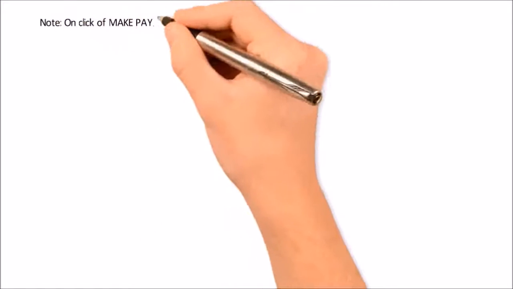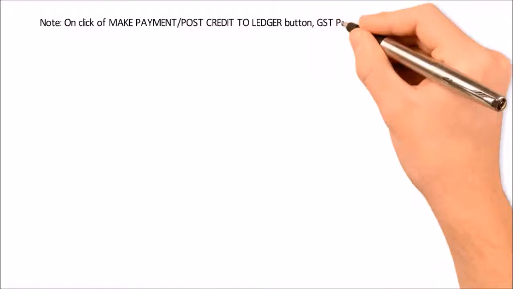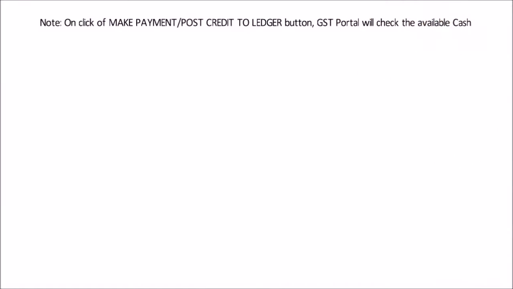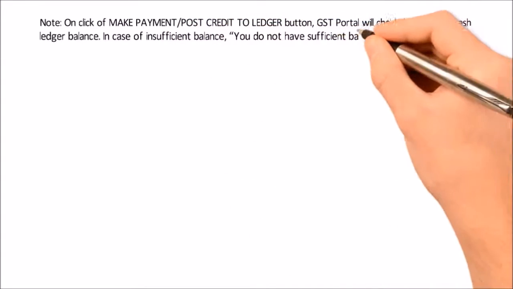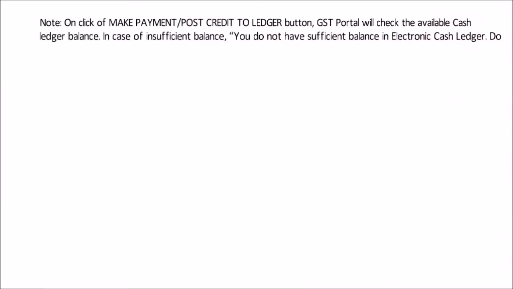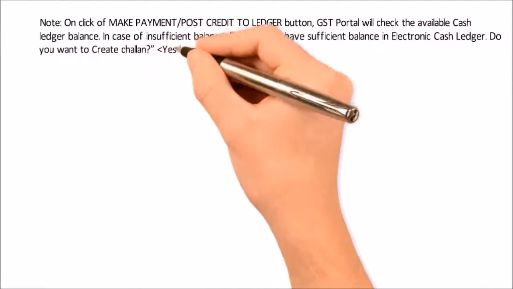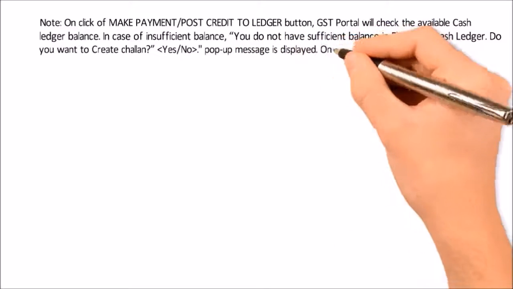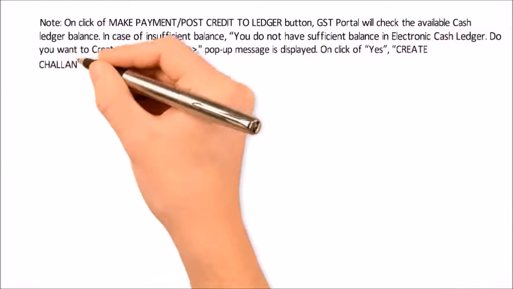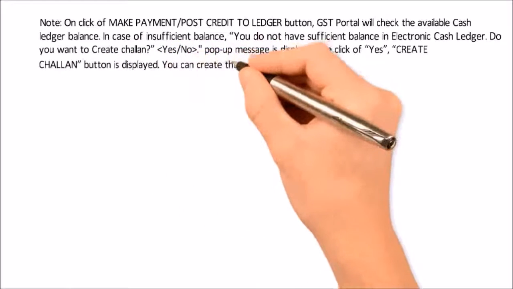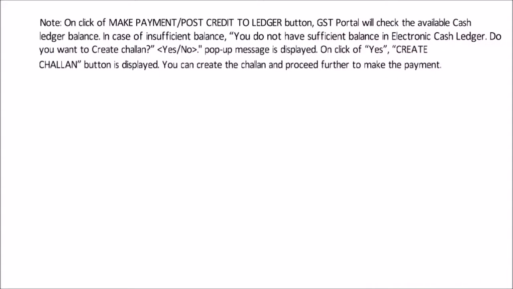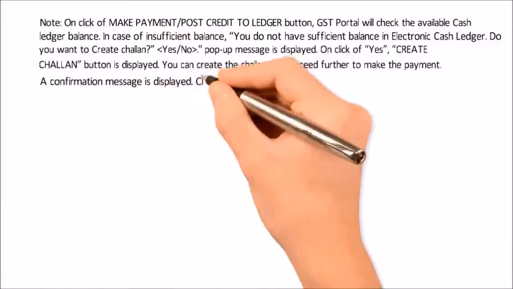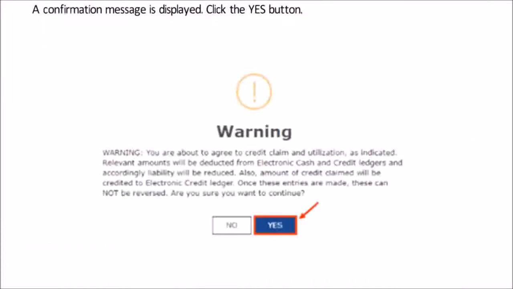Note: on click of Make Payment Post Credit to Ledger button, GST Portal will check the available cash ledger balance. In case of insufficient balance, a pop-up message is displayed: you do not have sufficient balance in electronic cash ledger. Do you want to create challan? On click of Yes, Create Challan button is displayed. You can create the challan and proceed further to make the payment. A confirmation message is displayed. Click the Yes button.